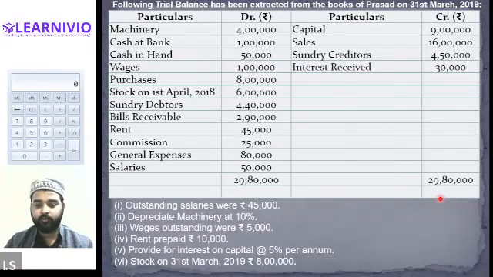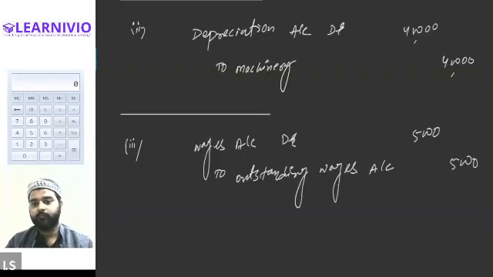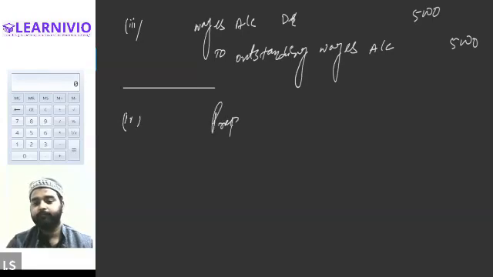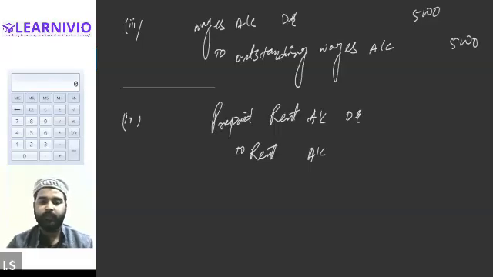Then tell me the next journal entry, for the next item. Rent prepaid. What will be the journal entry for the rent prepaid? Sir, prepaid rent account debit to rent account. Very good. Nice. So the fourth journal entry will be prepaid rent account debit to rent account. Okay. And then we have the last items.